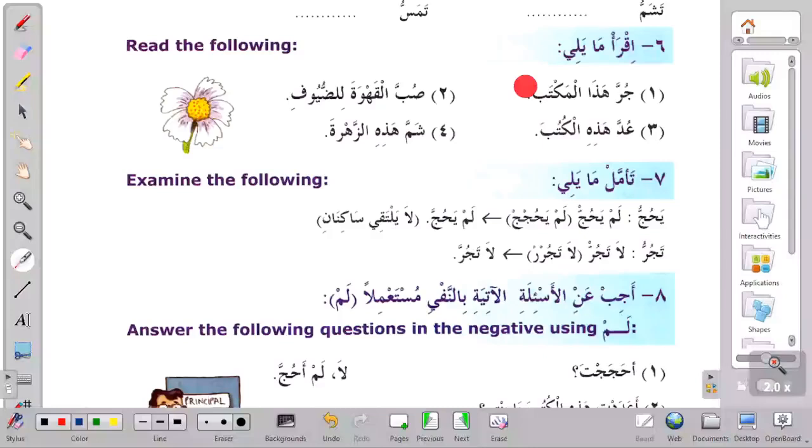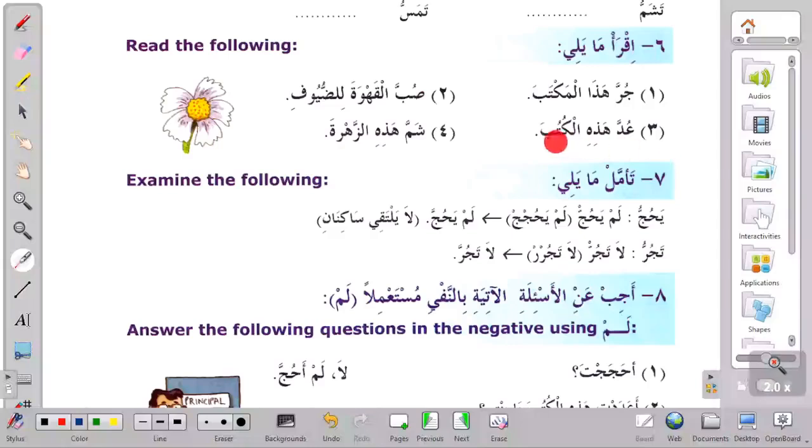Meaning, pull this maktab, this chair, or drag it. Oh, that is clear. This maktab, this table. You are telling someone, you are commanding someone to pull the table. So they say, Jurra hazal maktab, pull this table. Then, subbal kahwata, the duyuf. For the kahwa, the coffee. For the duyuf, the guest. So, subba, that is the amr, pour.